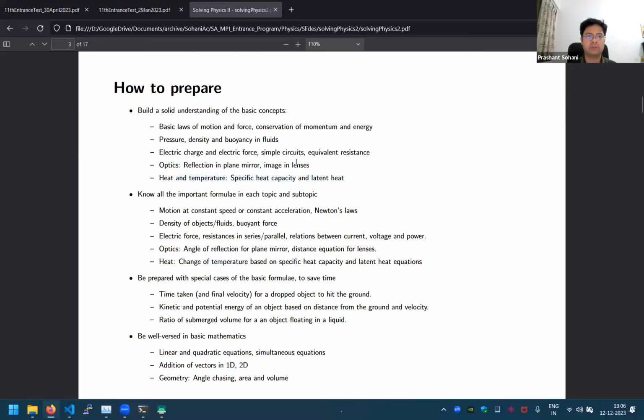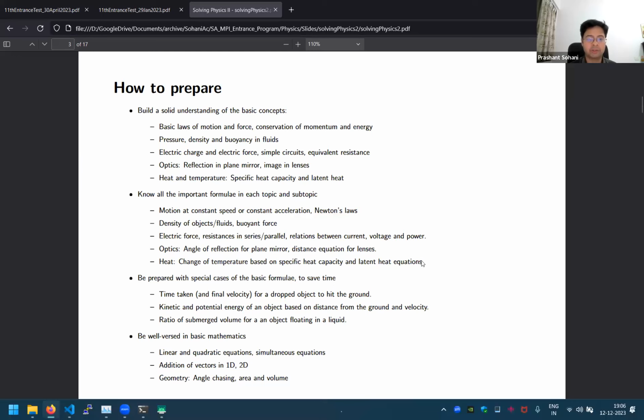As I said last time about how you were supposed to prepare, you have to build a solid understanding of these basic concepts. You have to have a very good ready reckoner of all the important formulae. I hope you have done that. You got 1 week to prepare for today's lecture, so I would be very happy if you have already prepared your formula sheet.